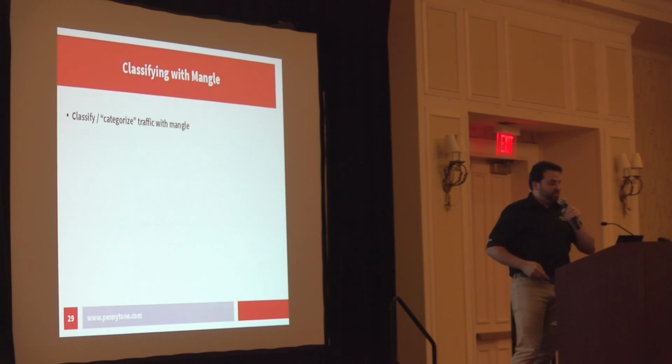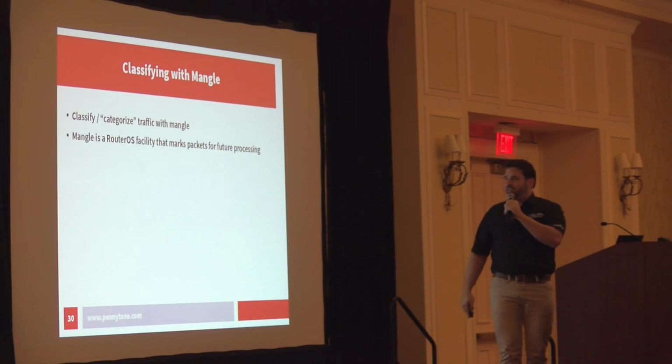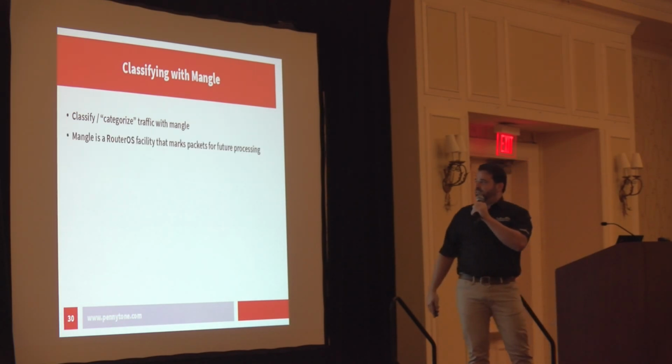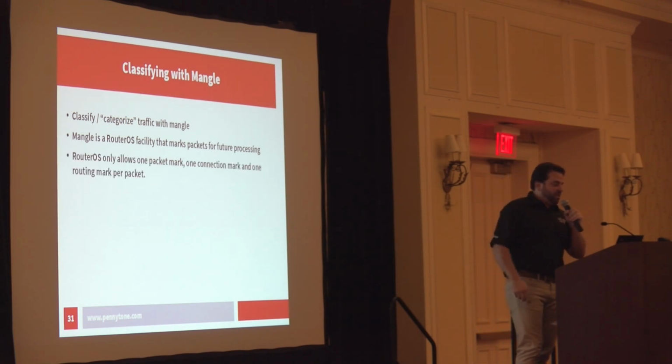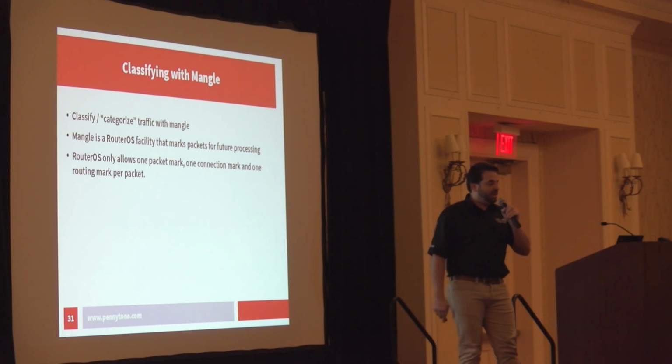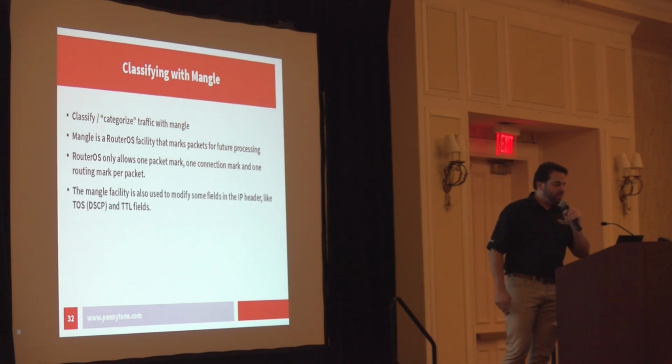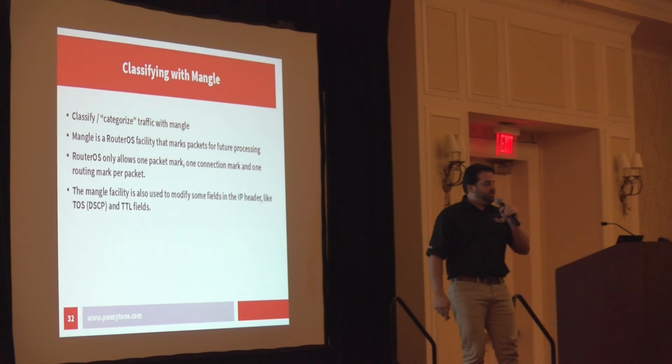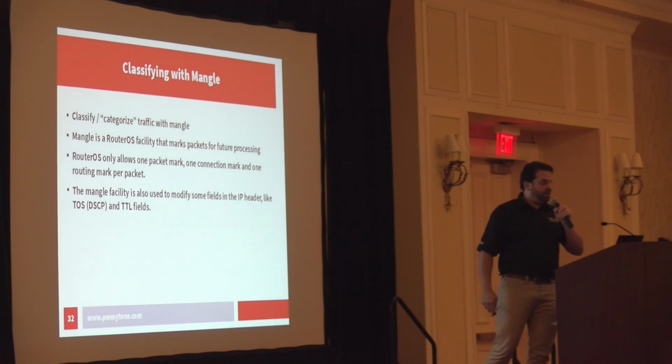So let's talk about classifying traffic with Mangle. Classifying is categorizing traffic. And Mangle is a RouterOS facility that marks packets for future processing. RouterOS only allows 1 packet mark, 1 connection mark, and 1 routing mark per packet. We're going to talk about the first 2. The Mangle facility is also used to modify some fields in the IP header, like DSCP and TTL.